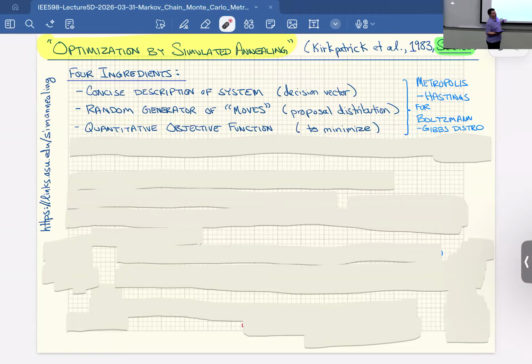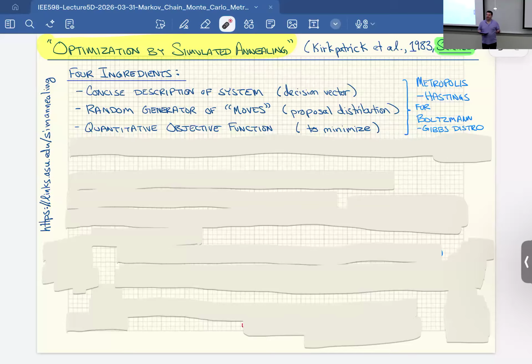A random generator of moves. This is like a mutation operator. We need to be able to get from one configuration to another configuration. We need to propose changes to those configurations. A quantitative objective function. We need that instantaneous macroscopic state variable. So we need our objective function. We need to say, we're going to maximize the speed of the car. We're going to minimize the weight of the car.